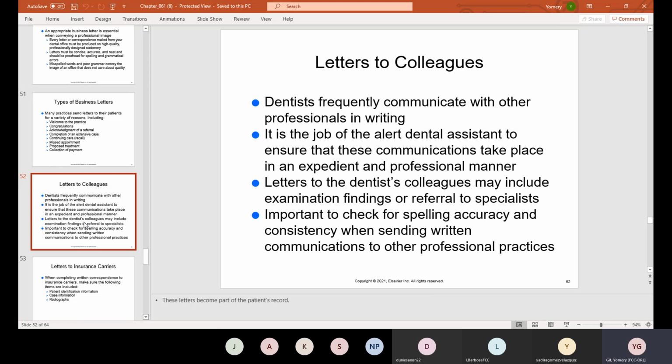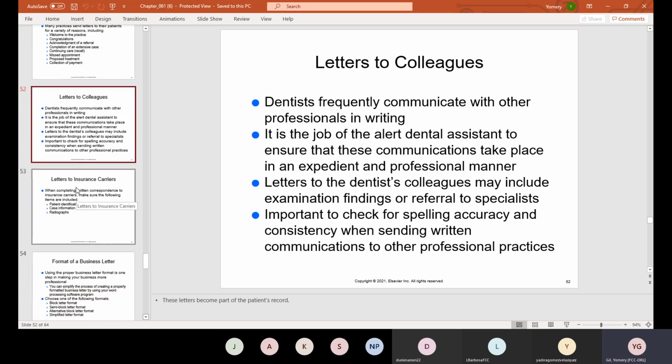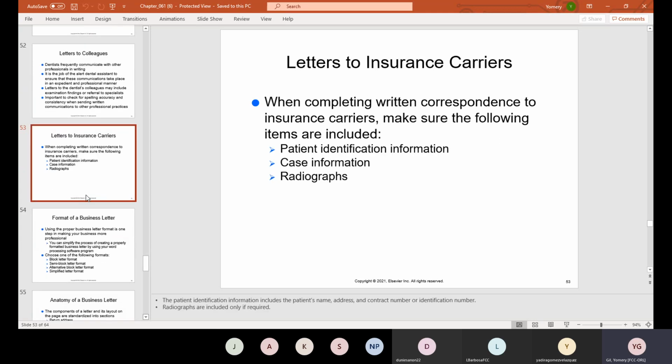Letters to colleagues. Dentists frequently communicate with other professionals in writing. It is the job of the alert dental assistant to ensure that these communications take place in an expedient and professional manner. Letters to the dentist's colleagues may include examination findings or referrals to specialists, and you will see a lot of referrals to specialists. It is important to check for spelling accuracy and consistency when sending written communications to other professional practices, because what are they going to think of you if it has grammatical errors, or if it has the wrong tooth number on it, etc.